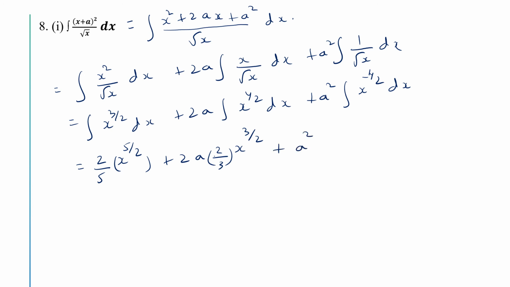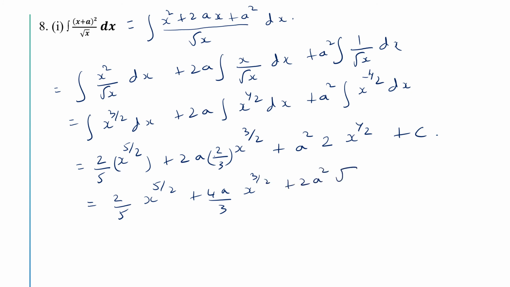Plus a square into integral x raised to minus half is x raised to minus half plus 1 by minus half plus 1. So it is plus half. So we get 2 into x raised to half plus the constant c. So this is 2 by 5 x raised to 5 by 2 plus 4a by 3 x raised to 3 by 2 plus 2a square root x plus c.